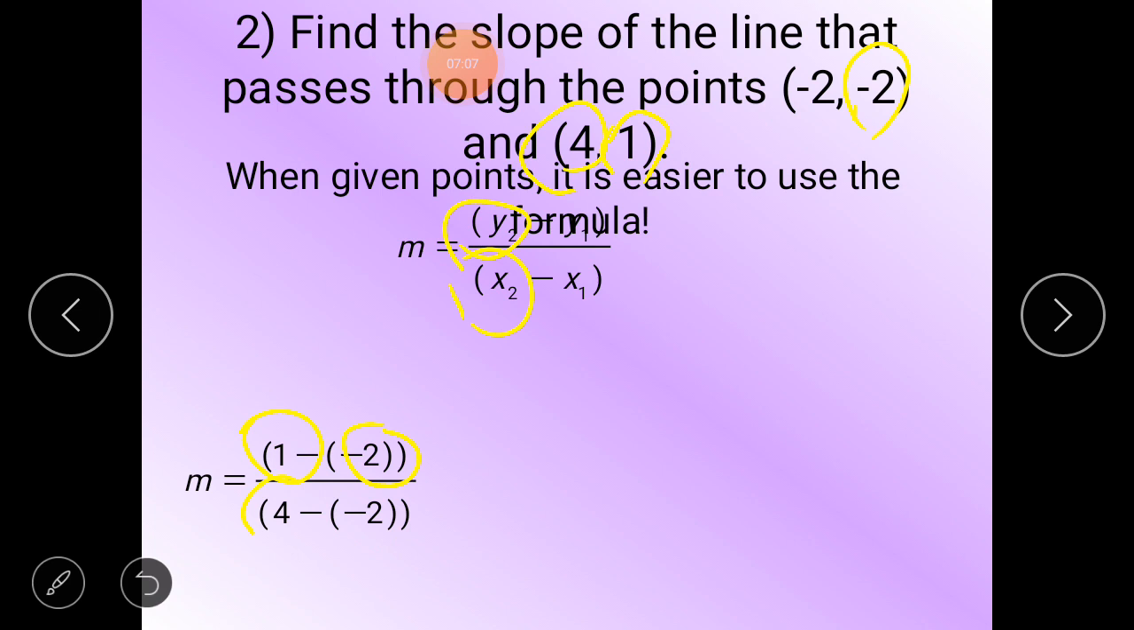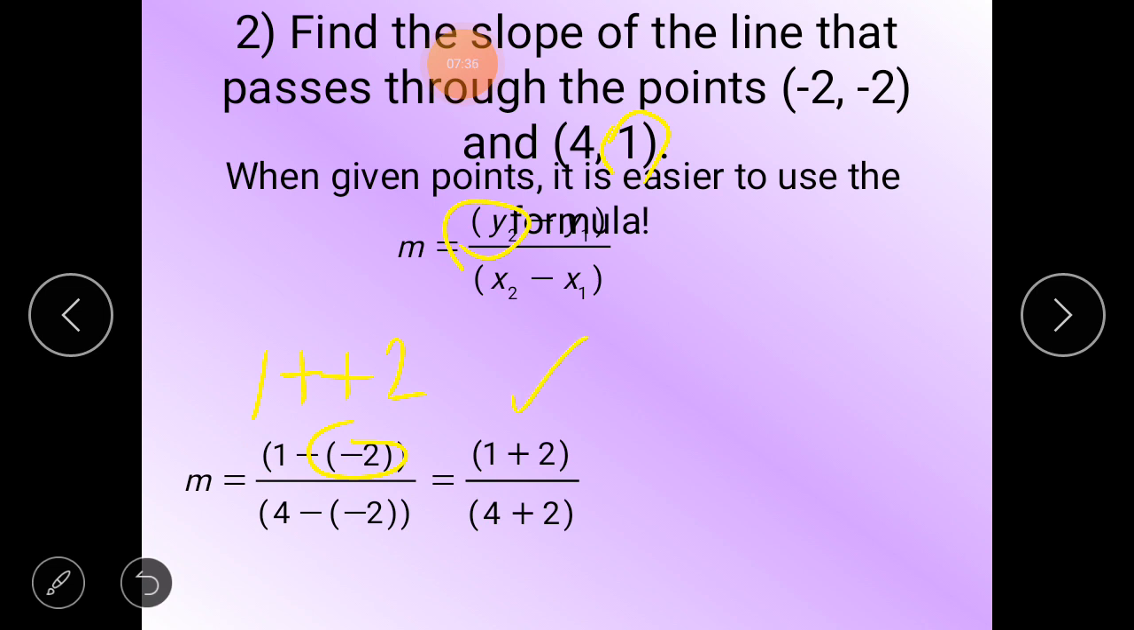After substituting all the given, you can now simplify. Since this is subtraction, you must apply the rule in subtracting integers. In subtracting integers, you have to change the sign of the subtrahend. The subtrahend is -2, so it will become +2. Then proceed to addition, so this will become 1 plus 2.